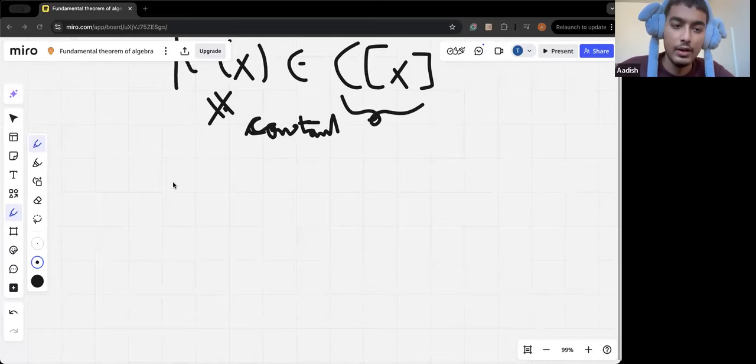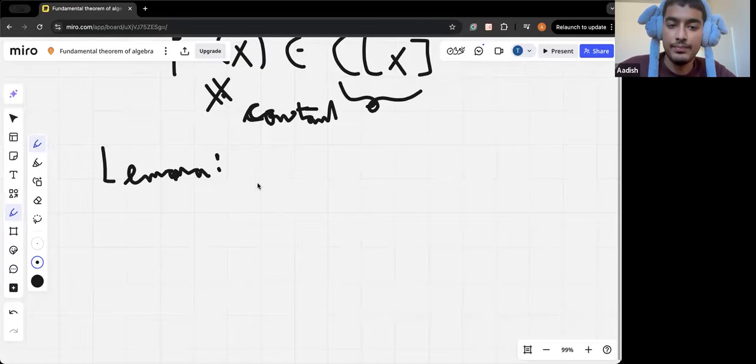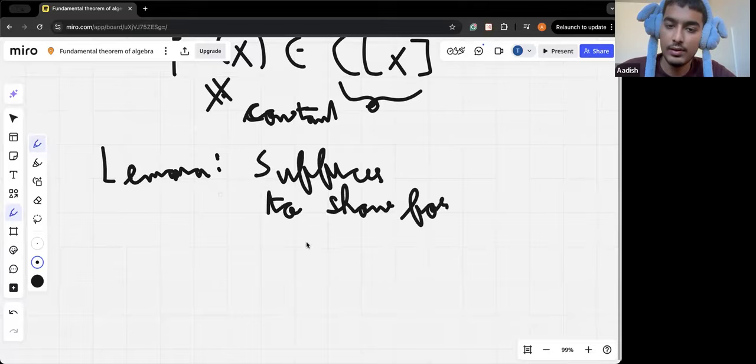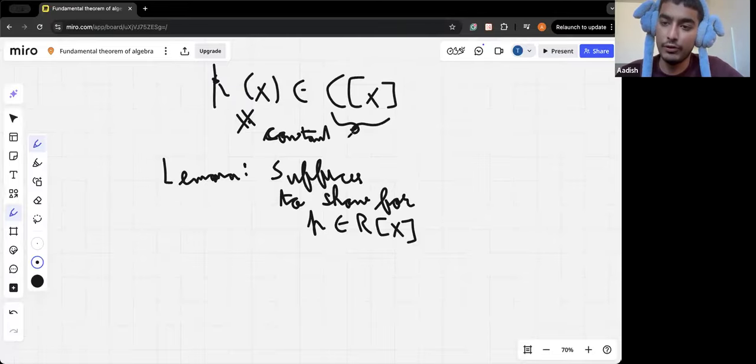Okay. So first of all, I'll start with a small lemma. It suffices to show this theorem for polynomials with real coefficients. So the theorem states that every polynomial with complex coefficients has a complex root. If you can show that every polynomial with real coefficients has a complex root, then you're already done. That is my claim.